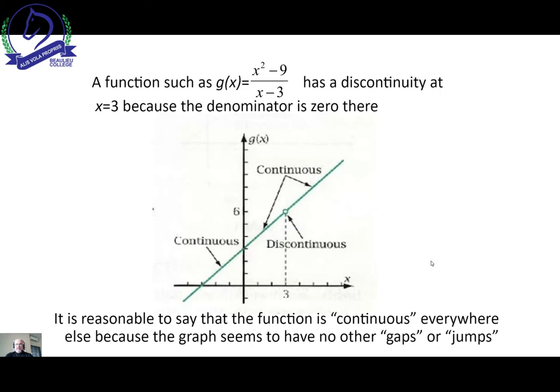So in this case, we will say that this function x squared minus 9 over x minus 3, which is a function that we've worked with in the previous example, has a discontinuity at 3. Why? Because at 3 the denominator becomes 0 and the value of the function becomes undefined. It is then reasonable for me to say that the function is continuous everywhere else because the graph seems to have no other gaps or jumps. So we can look at this continuity only at the value of x where x is equal to 3. Mind you, this is a special type of discontinuity which we are going to discuss in a moment.